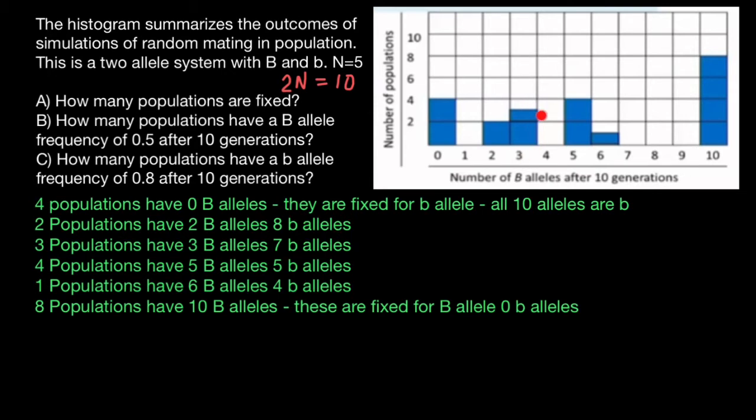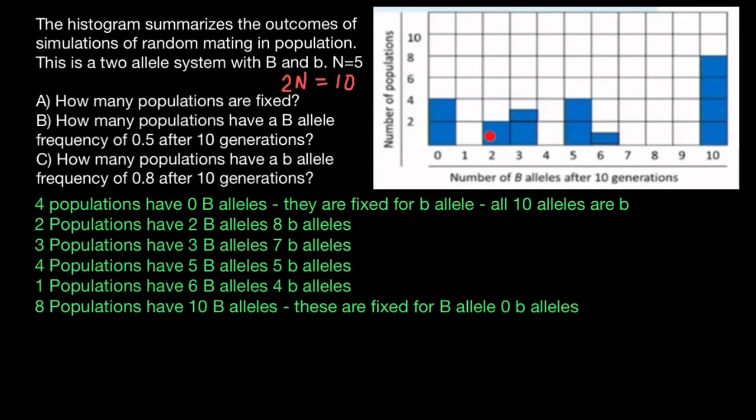Now let's analyze this third bar here, and as you see, here would be 3 dominant B alleles, and how many populations? This is going to be half a bar between 2 and 4, that means 3 populations. So 3 populations have 3 dominant alleles and the rest, or 7, recessive b alleles. Now let's analyze this bar. So what we see here is that 4 populations have 5 dominant B alleles, and that means they have 5 recessive b alleles.